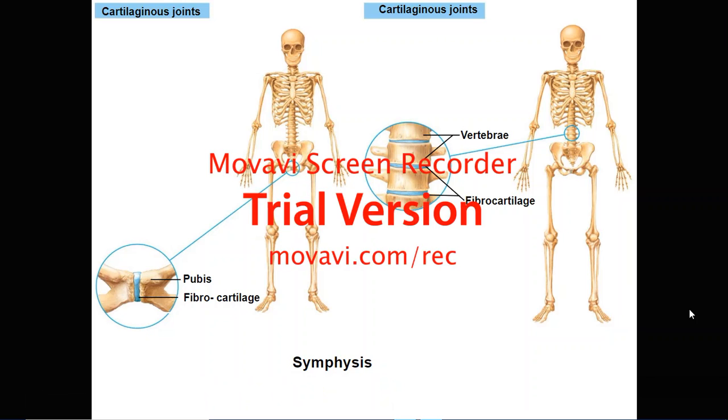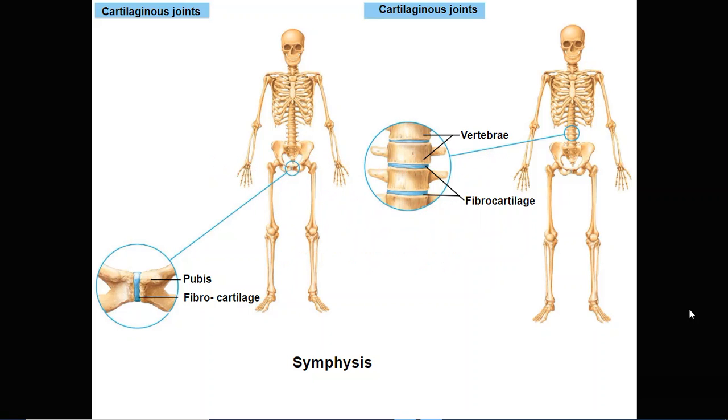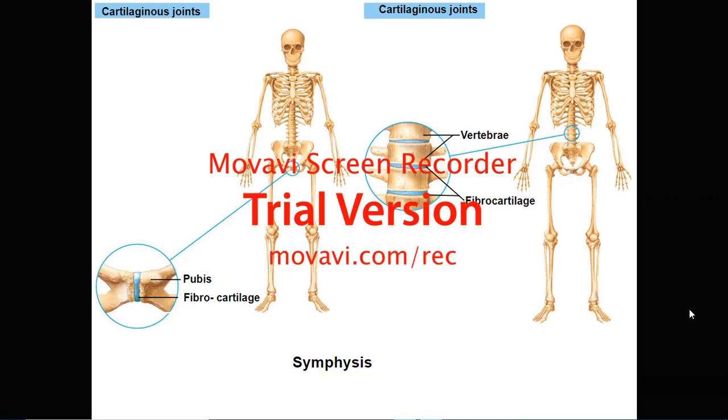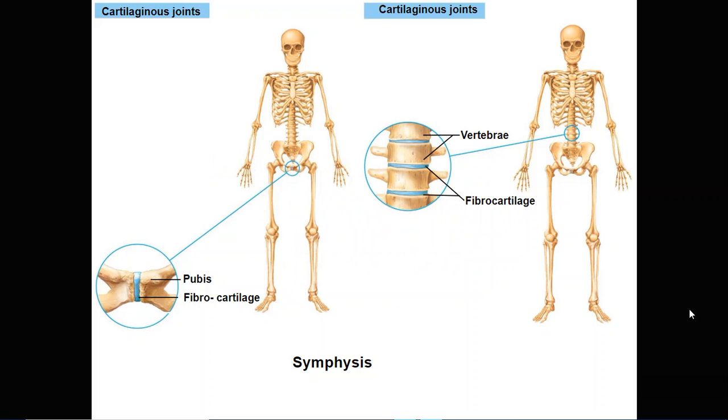This figure shows the second type of cartilaginous joints, the symphysis joint. With the symphysis joint, you have fibrocartilage that is uniting the bones together. And the thing about fibrocartilage is that it is compressible and resilient, so it can act as a shock absorber, and it permits a limited amount of movement at the joint.